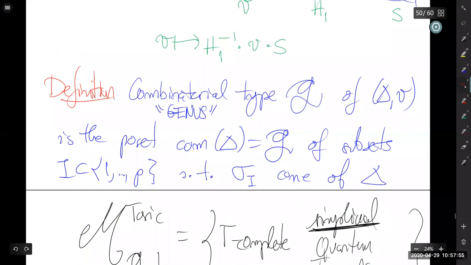But we can do a little bit better. We can go further. So we will define the combinatorial type or genus of a quantum toric variety or of a quantum fan. It's the same to have a quantum fan as it is to have a quantum toric variety. As the poset, just the combinatorics, the poset of subsets, so of the cones of the fan. Just the purely combinatorial information contained in the fan, forgetting the geometry, forgetting the lattice, the quantum lattice, forgetting the marked points. We call that the genus or combinatorial type of the quantum toric variety. And also of the toric variety if it was classical.